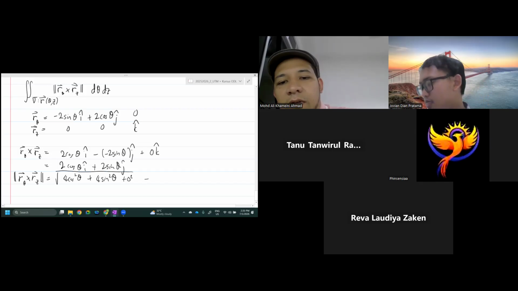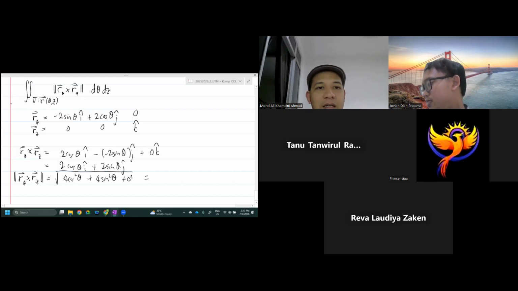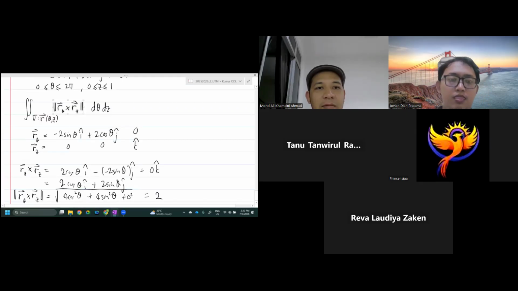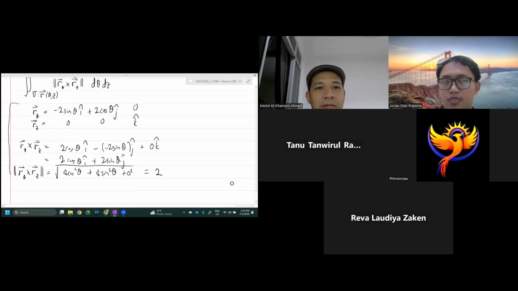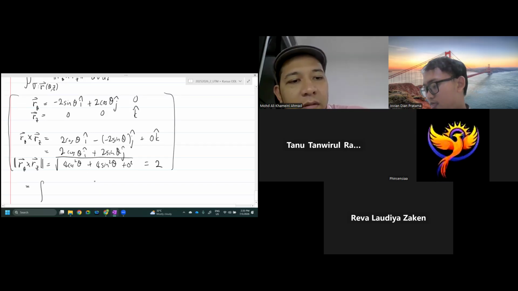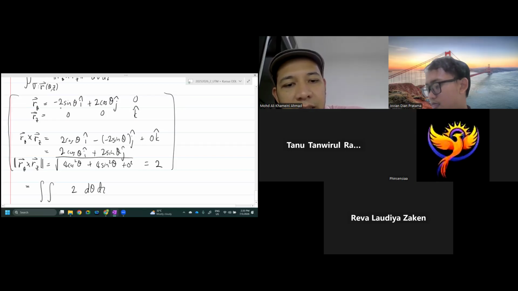So now you already compute these things, and then we just substitute this inside the formula. So you get what? Yeah, so let me write it here. It is equal to 2 dθ dz. Okay.